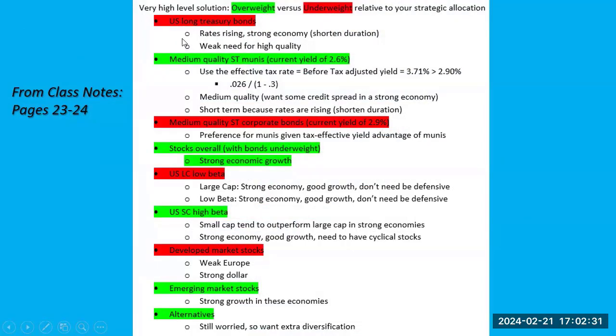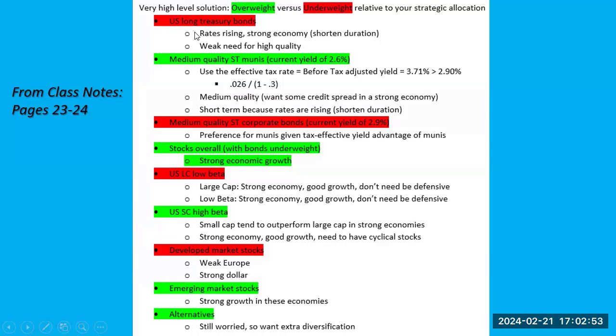So I give you these asset classes, and you give me the bullets underneath. And I don't highlight them in red and green. That's what you've got to figure out, overweight, underweight. So long U.S. Treasuries, notice how many bullets? How many bullets is that? That's not one bullet, is it?